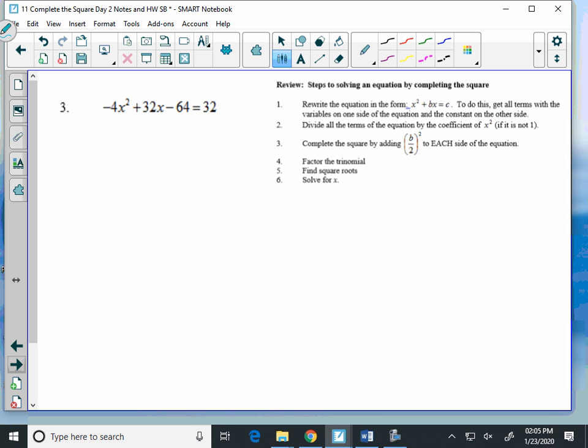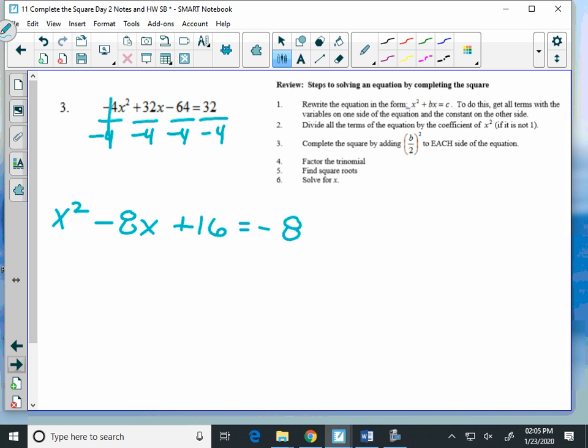We take a look at 3. What do we have to do with the number in front of the x squared? Divide it. We're going to divide everything, everything, by negative 4. When we do that, it cancels. We're left with x squared minus 8x plus 16 equals negative 8. Divide everything by that number.